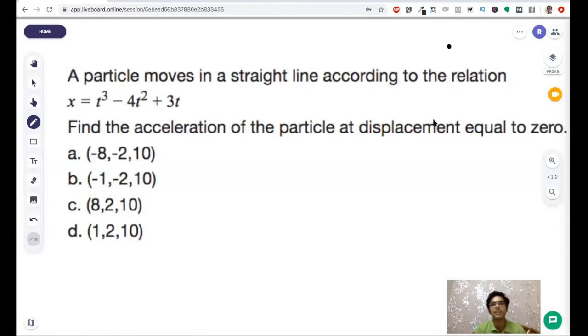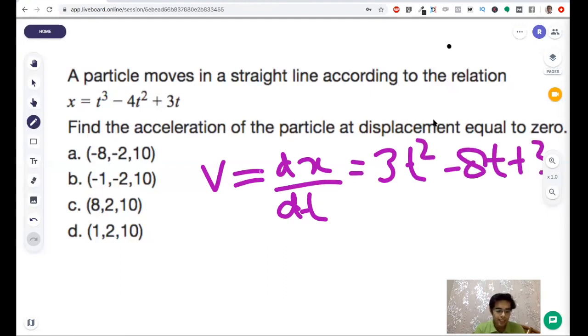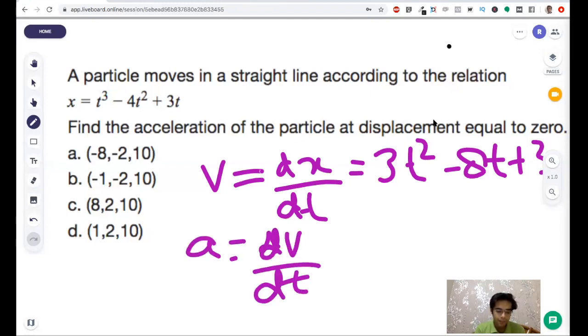So x is given as a function of time. If we have to find velocity, velocity is given by dx upon dt. x is given as t cube minus 4t square plus 3t. So velocity comes out to be 3t square minus 8t plus 3. Now let's find the acceleration. Acceleration is given by dv upon dt. So it comes out to be 6t minus 8.